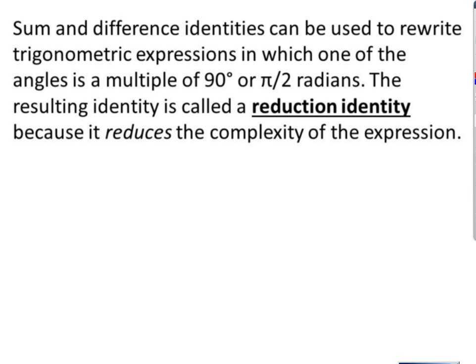Sum and difference identities can be used to rewrite trigonometric expressions in which one of the angles is a multiple of 90 or pi over 2 radians. The resulting identity is called a reduction identity because it reduces the complexity of the expression.